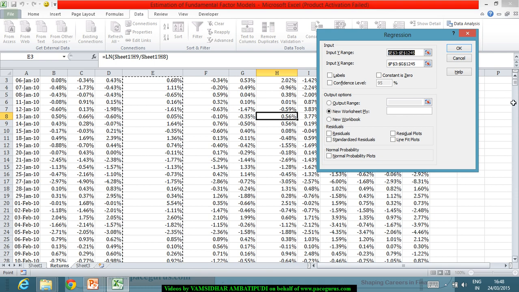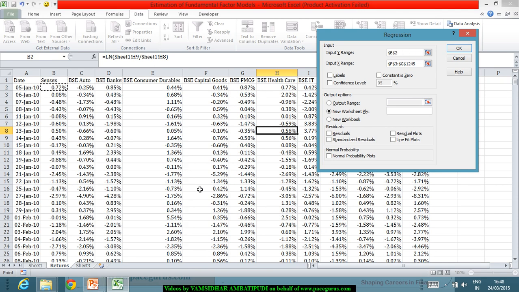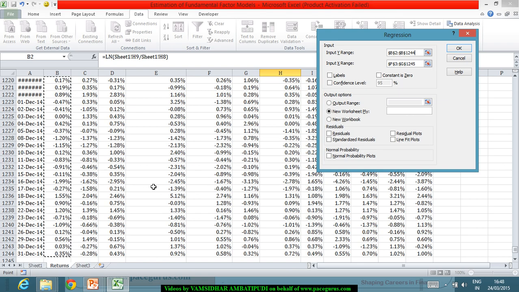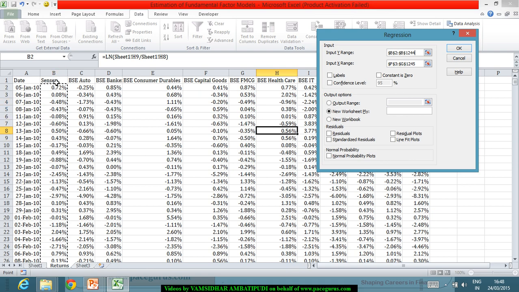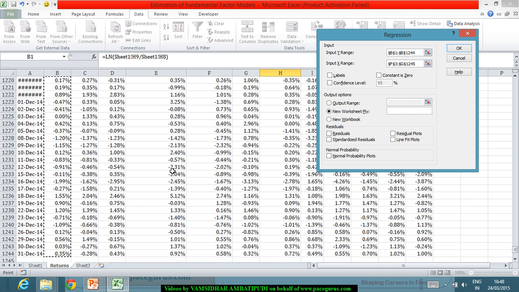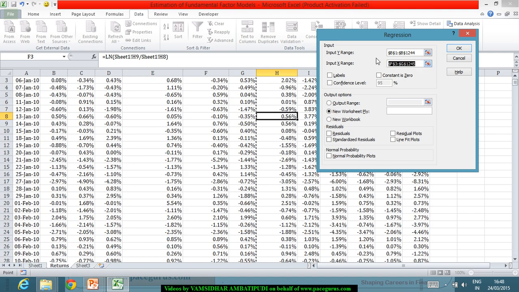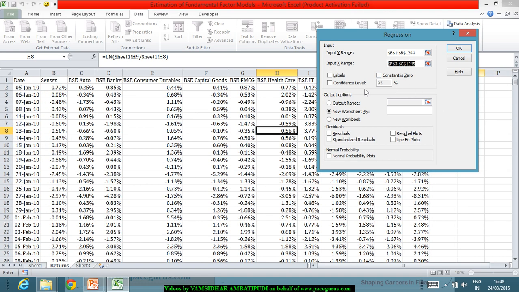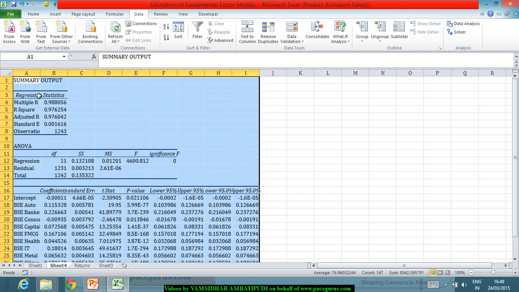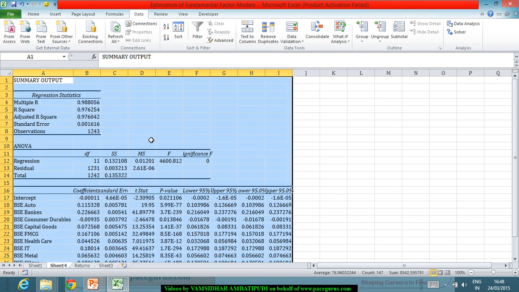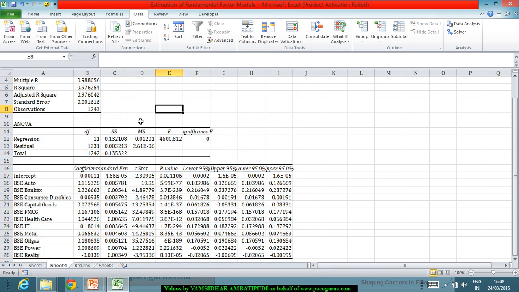Here, obviously, I require the Sensex as my dependent variable. I'll take Sensex as my dependent and the series of all other variables right from the auto, BankX, etc. All of them will become my independent variables and I have captured even their labels. So my overall expression is coming out like this.